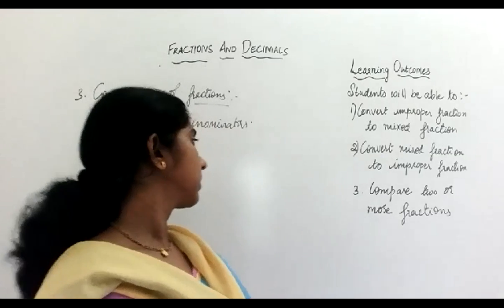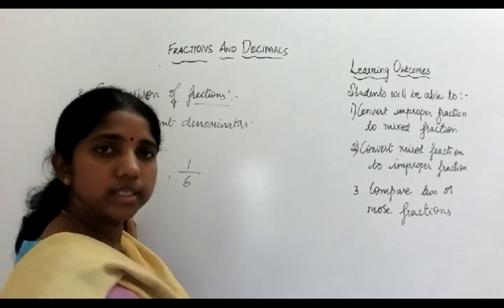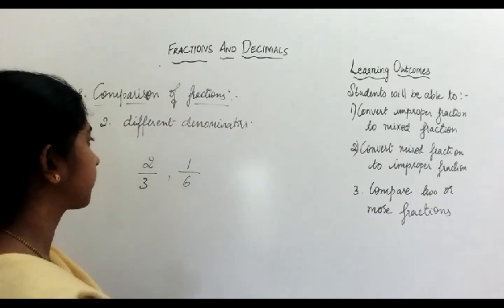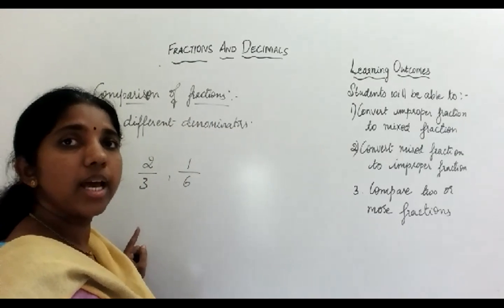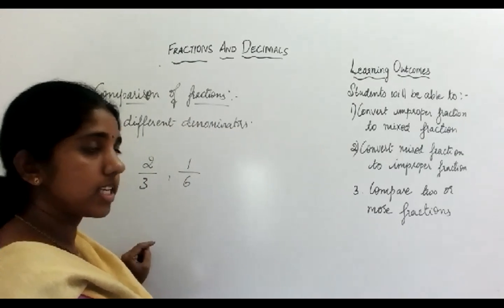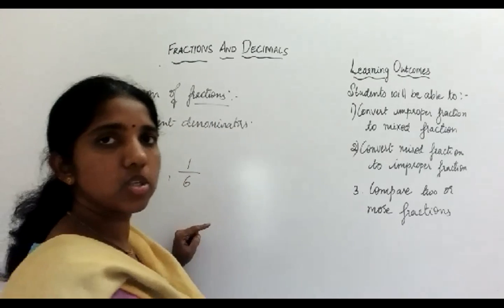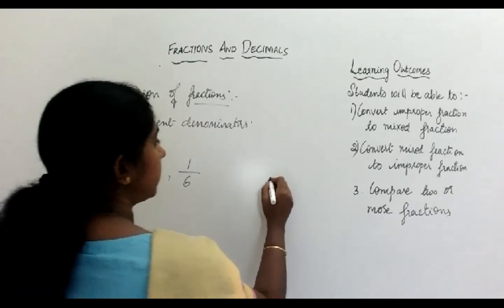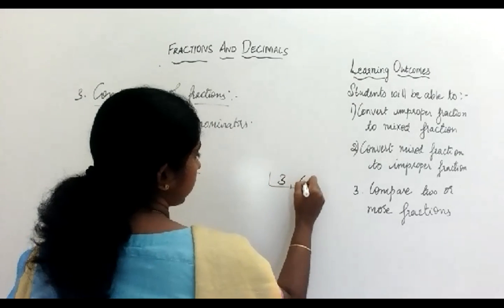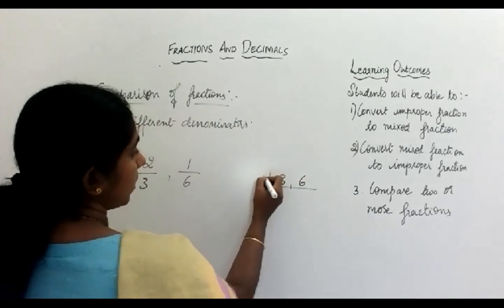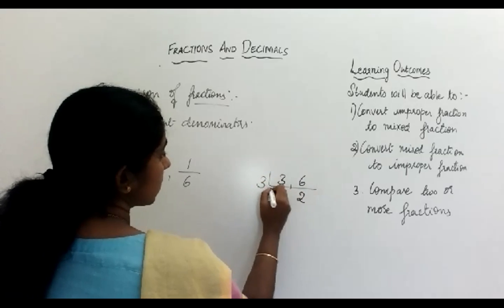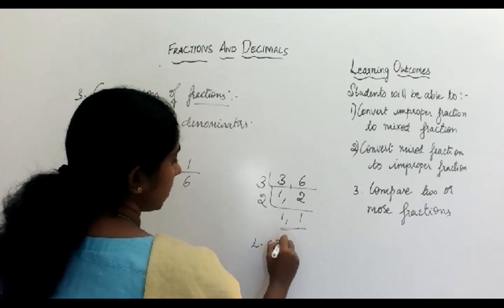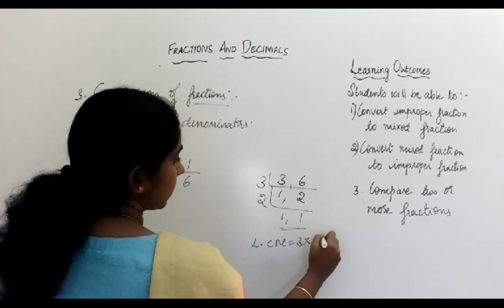Here, 2 by 3 and 1 by 6. What you have to do is take the LCM of the denominators, 3 and 6. So 3 ones are 3, 3 twos are 6. Taking the LCM of 3 and 6, your LCM is 3 into 2, that is 6.